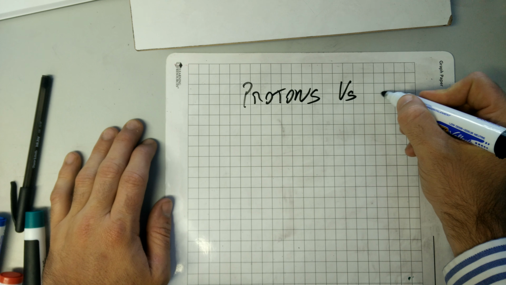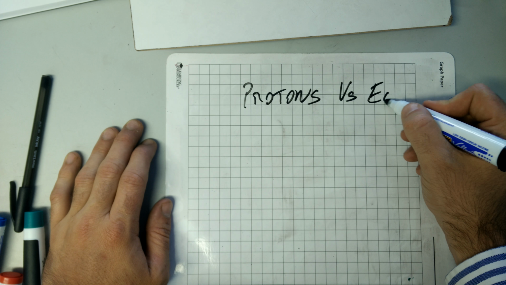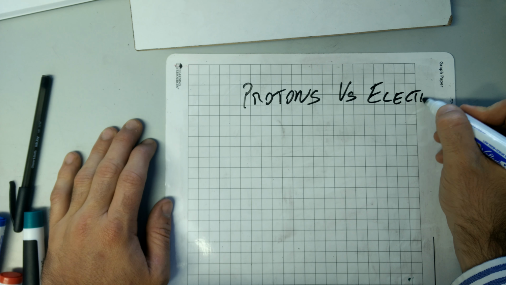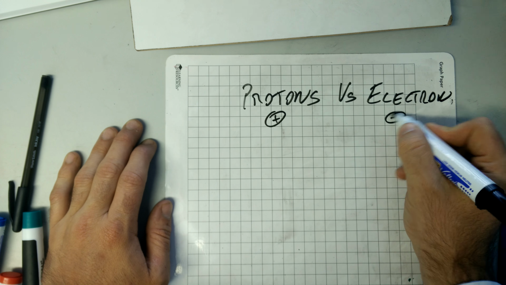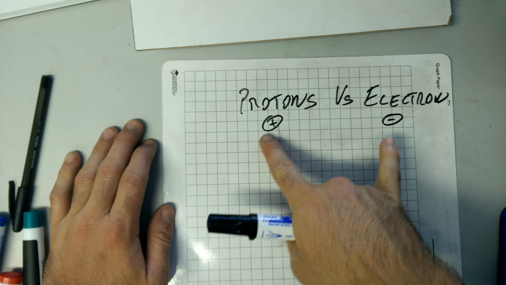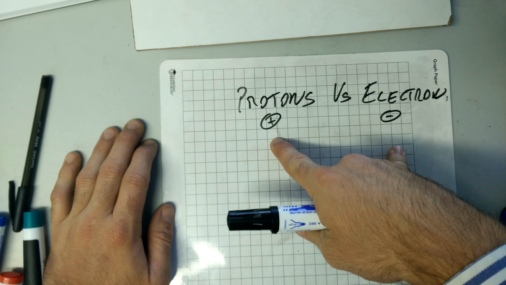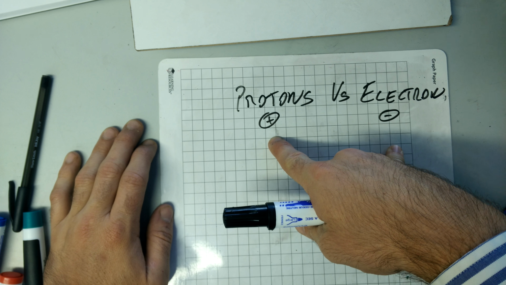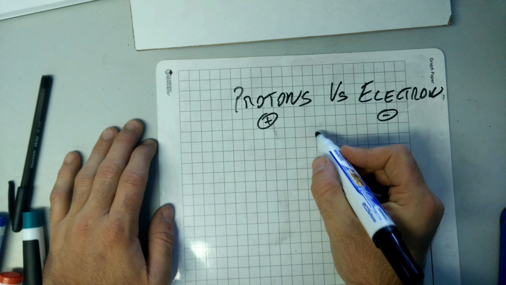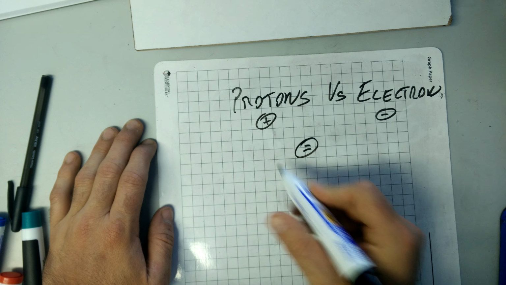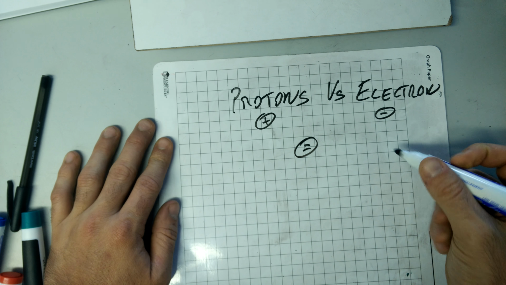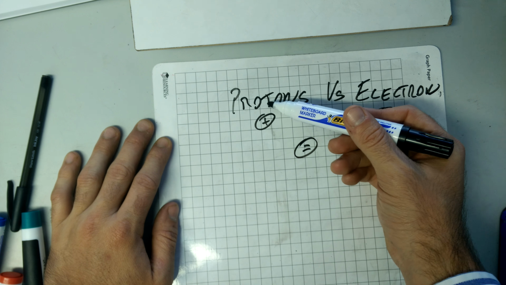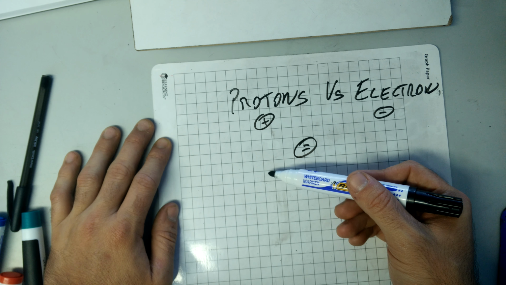Now, this is a battle between these to see who gets the most charge. Obviously protons have a positive charge and electrons have a negative charge. And it's a battle to see who has more of these on the outside of the object that's charged. If it's neutral, obviously it's equal. It has the same amount of protons and electrons. If it's negatively charged, it has more electrons than protons, and if it's positively charged, it has more protons than electrons.